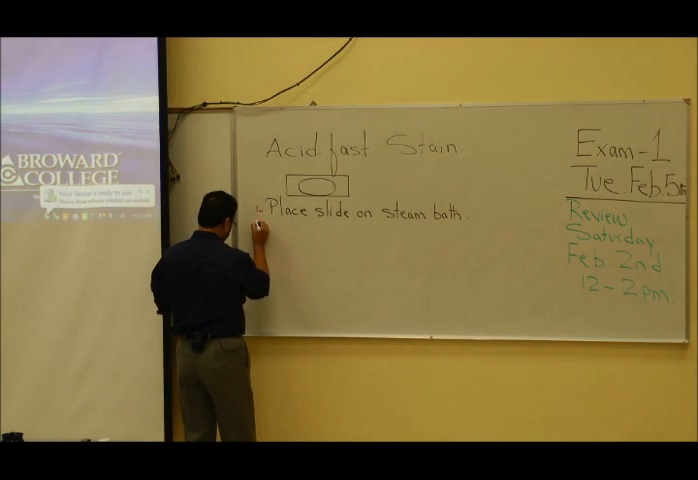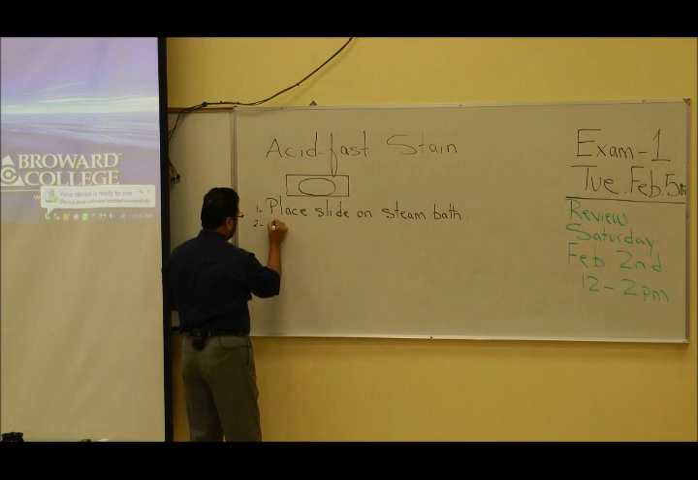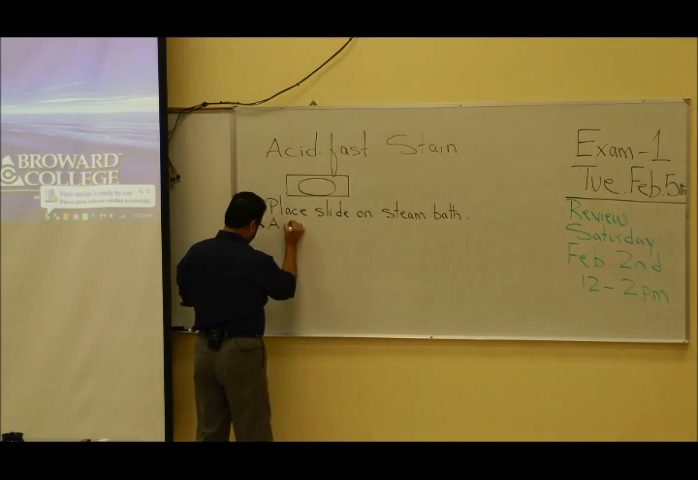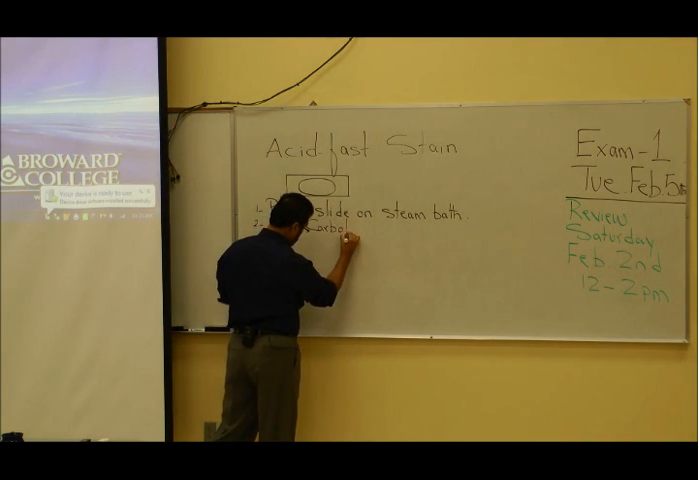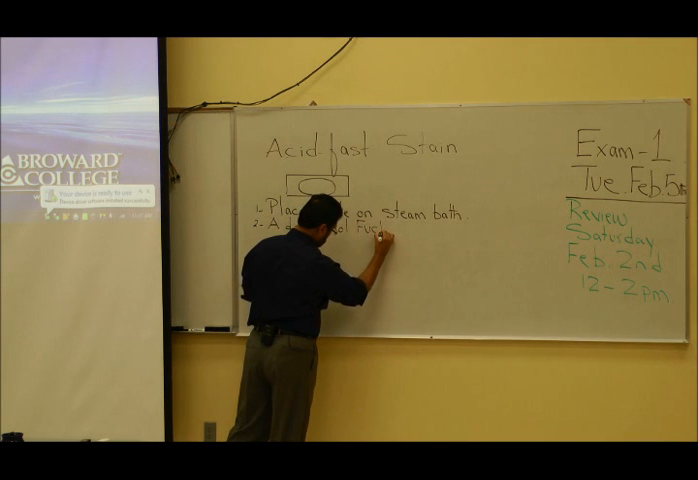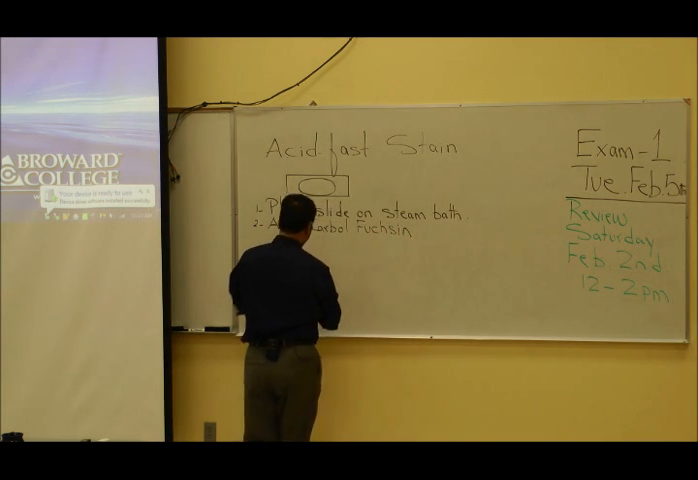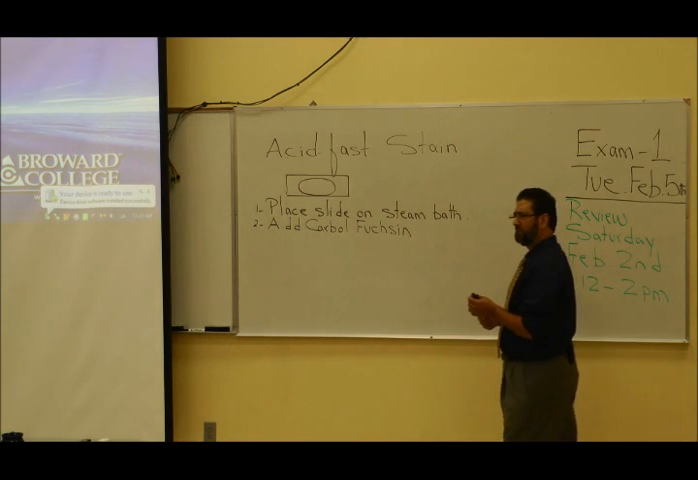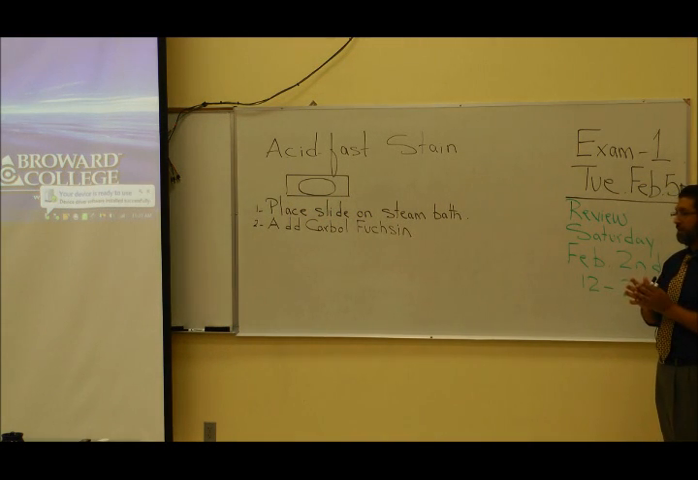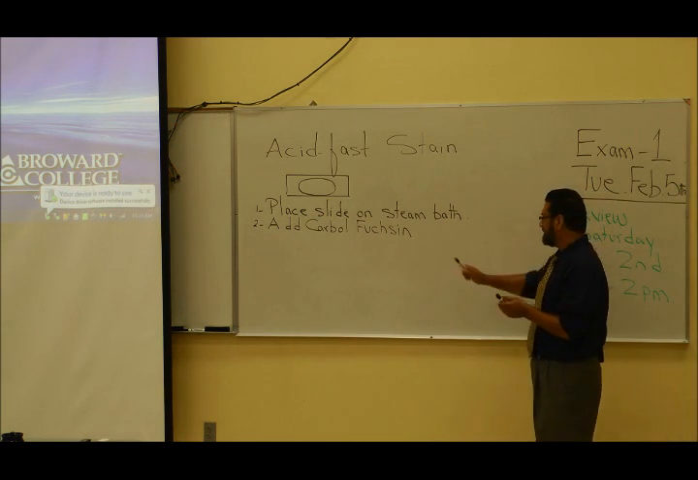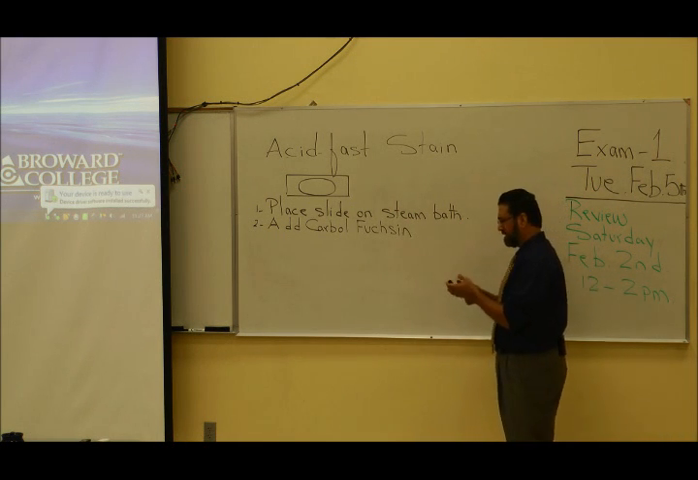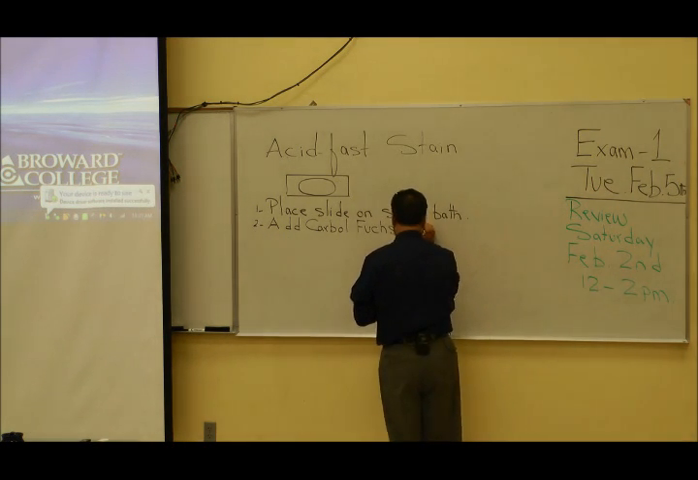Then you add your primary stain, which is carbol fuchsin. That's our primary stain. The target of all stains in bacteria is the cell wall. And you let it sit, let it steam, for about 3 minutes.